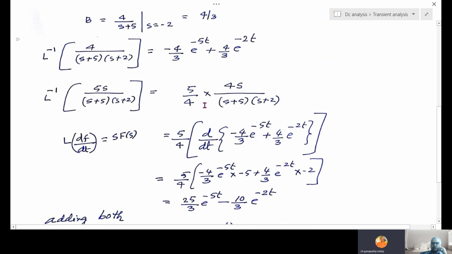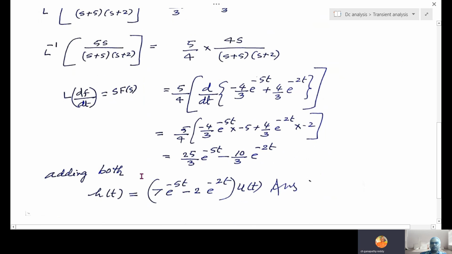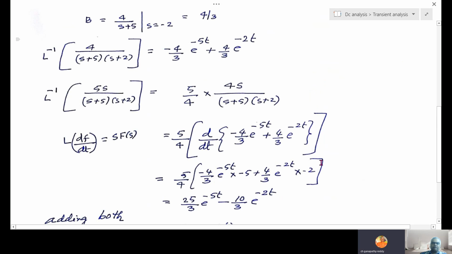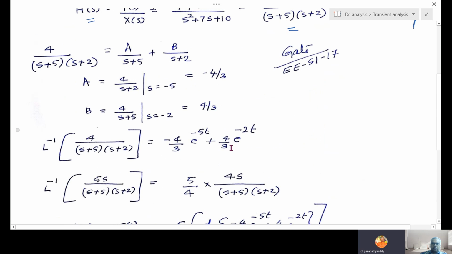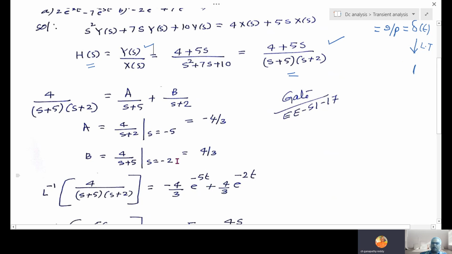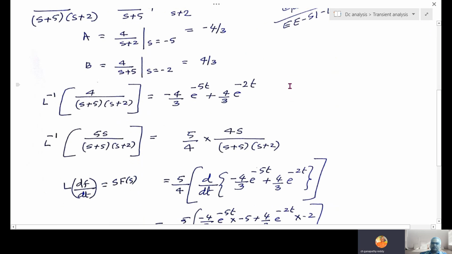So just to go through it, h of t, got it. There is one small specialty. 4 by (s plus 5)(s plus 2) is one function, and 5s by (s plus 5)(s plus 2) is another function. First, 4 by (s plus 5)(s plus 2) is done. The inverse of that is this. So this is done, straightforward.